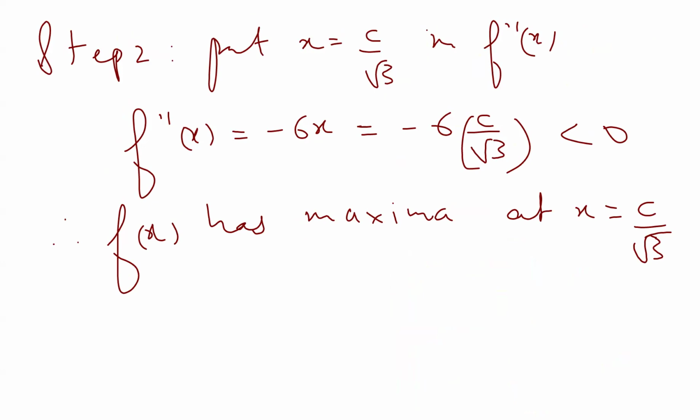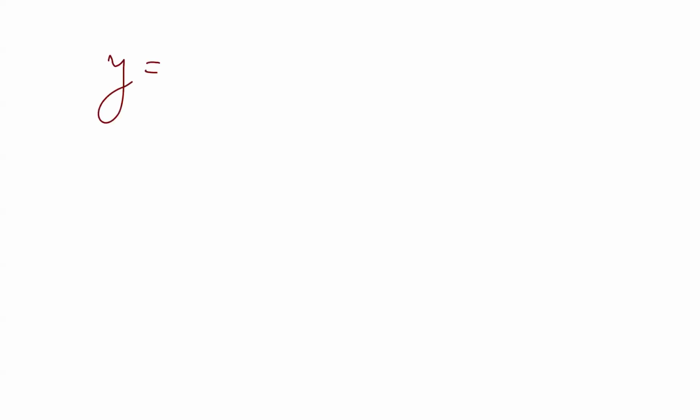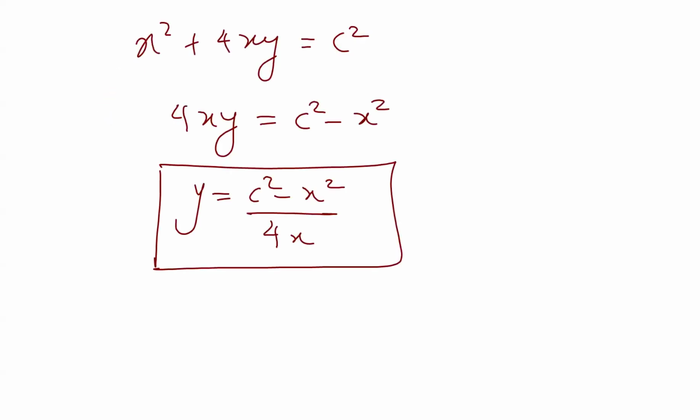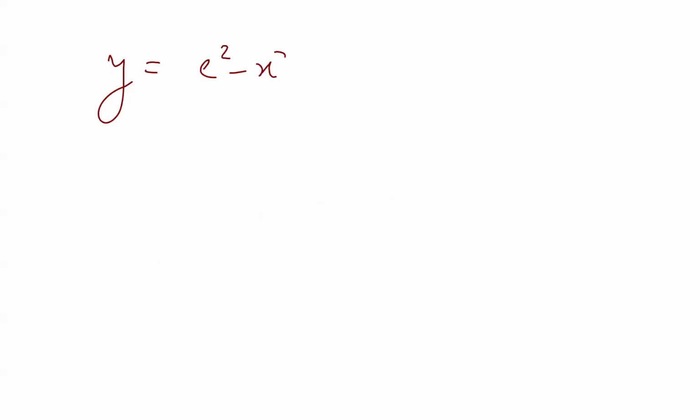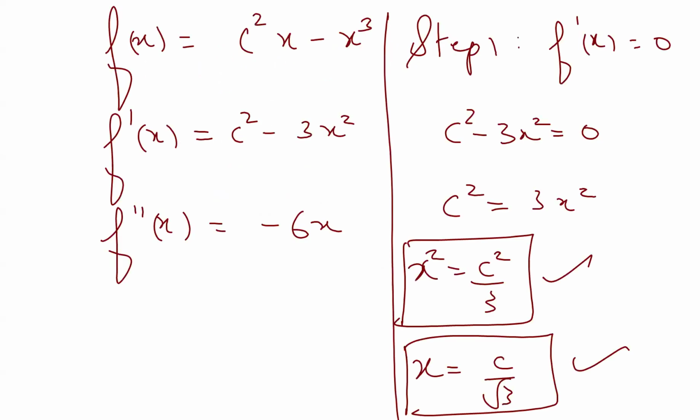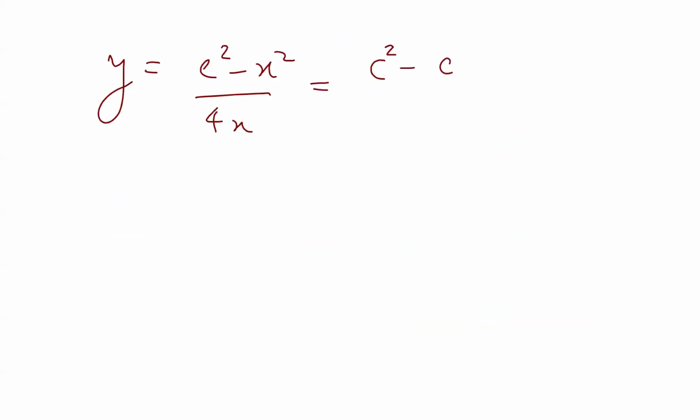Now we have to find out the maximum volume also. Before that we'll try to find out the value of y. Somewhere we have written y is equal to c square minus x square by 4x. So c square minus x square. What is x square? We have highlighted it over here, c square by 3, divided by 4x. What is x? c by root 3.